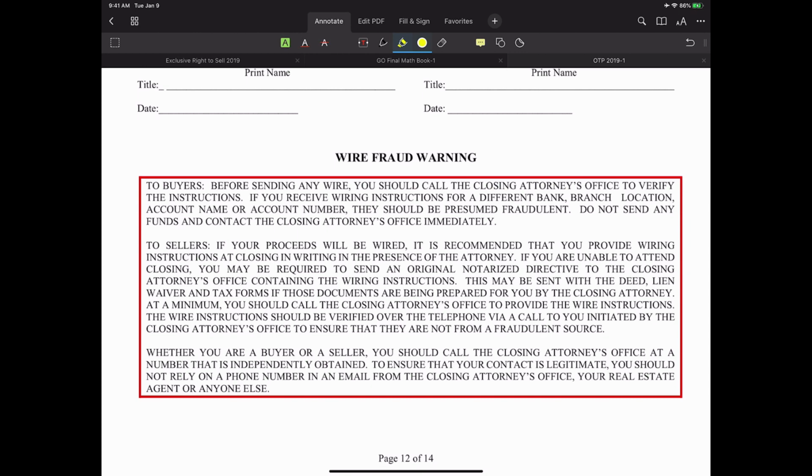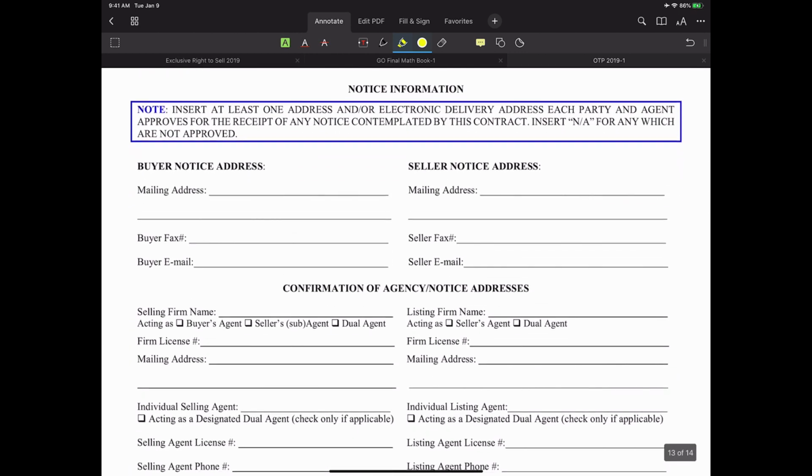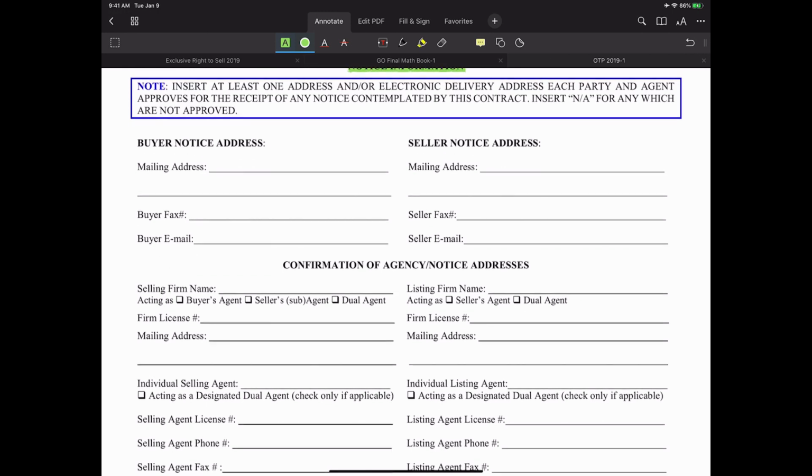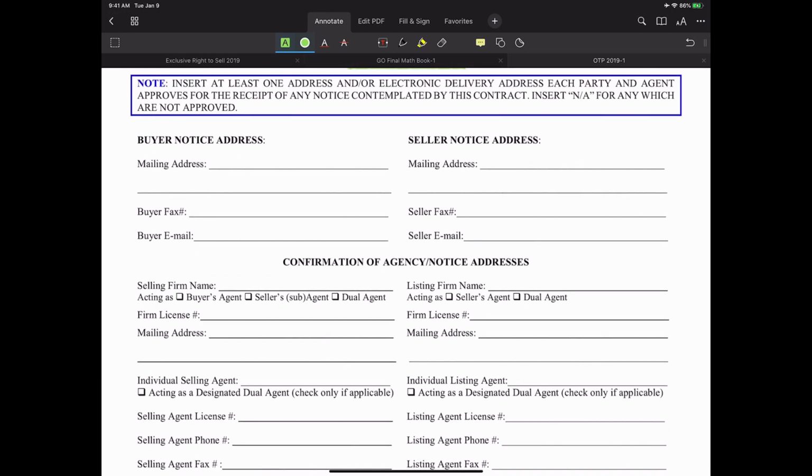Very good. All right, page 13 is our notice information. So this is where an agent is saying, any of this information I fill out is where you can tell me, hey, we're under contract or not under contract. Remember, if you are an agent and you put a buyer or seller's information in here, you're saying it's okay to reach them directly, but have a conversation with your BIC as to how you want to handle that.